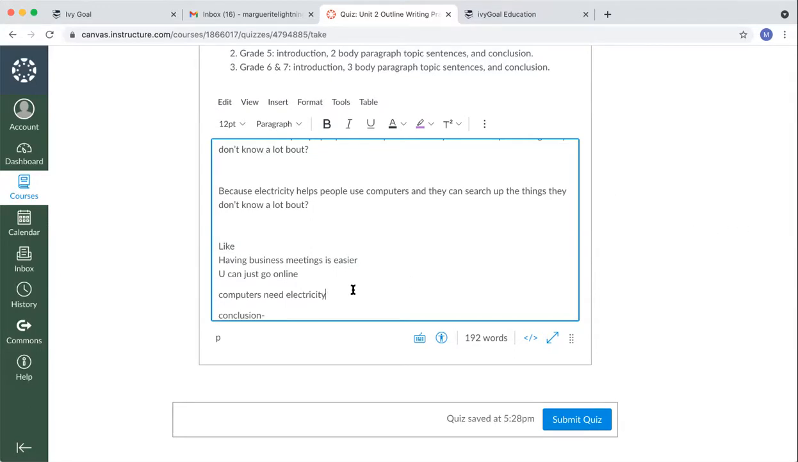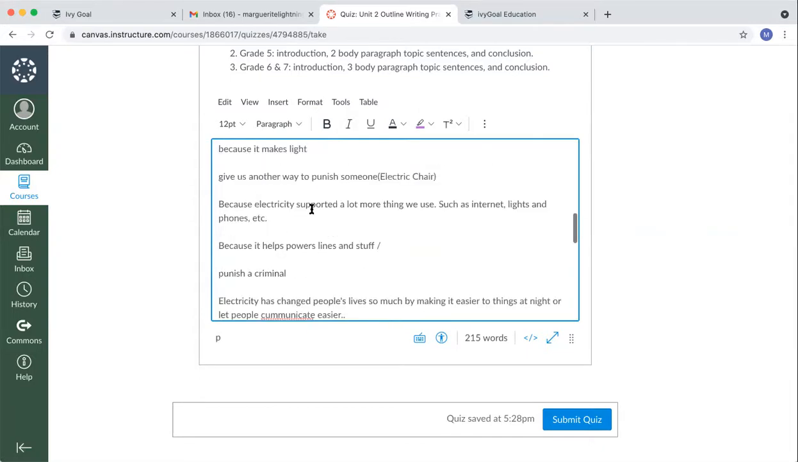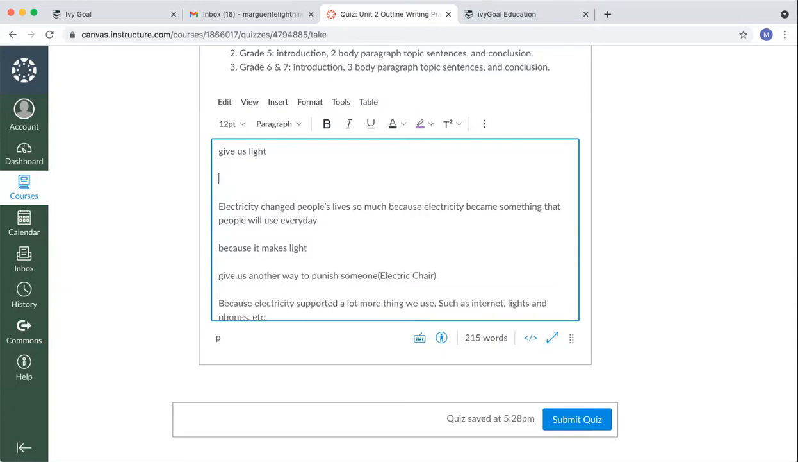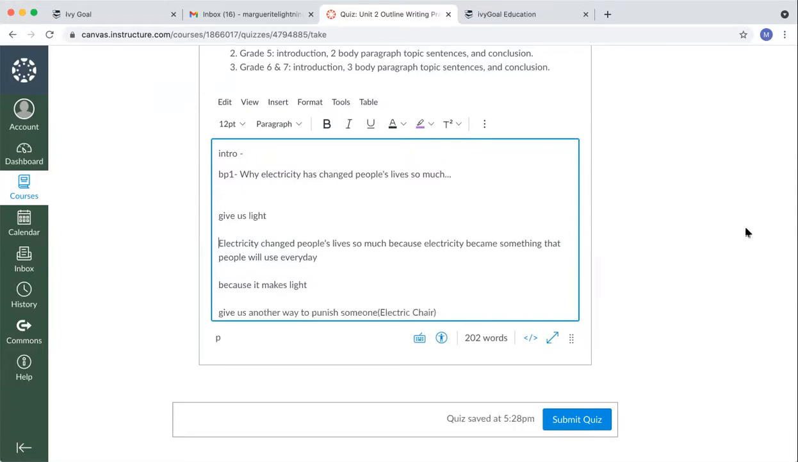Okay, good. All right, let's take a look here at these ideas again and kind of edit them down. All right. It's used from, we got that. So it gives us light, right? So what's another way you could make light if you don't have electricity? Candle. What's that? Like a candle. Candle, yeah, fire. Because it makes light. Yeah, we have that. Okay.